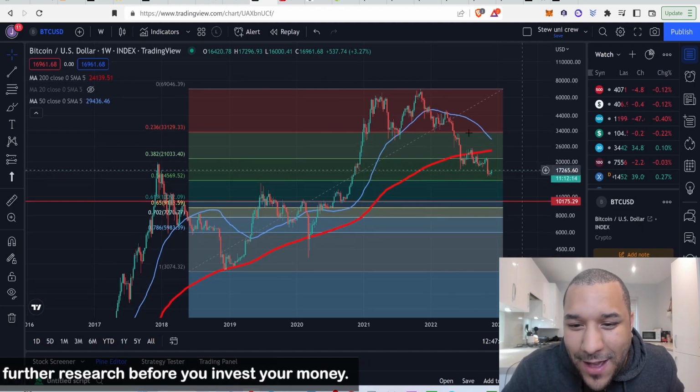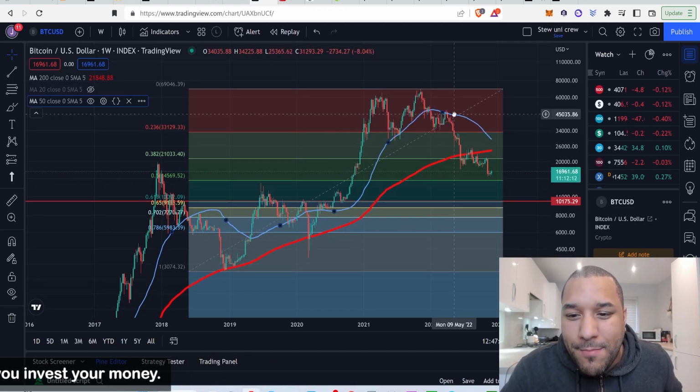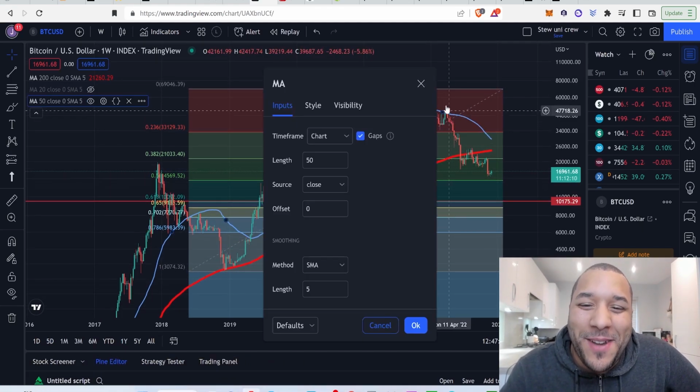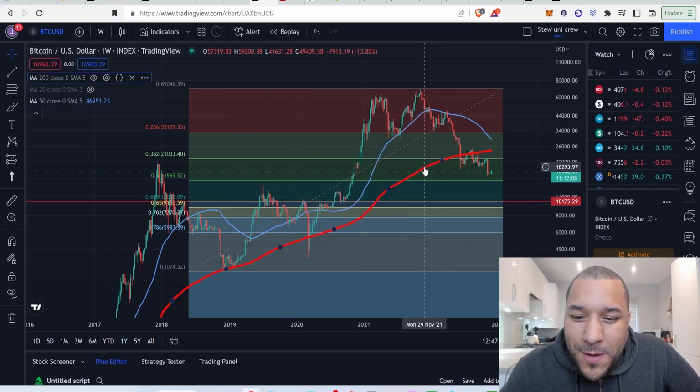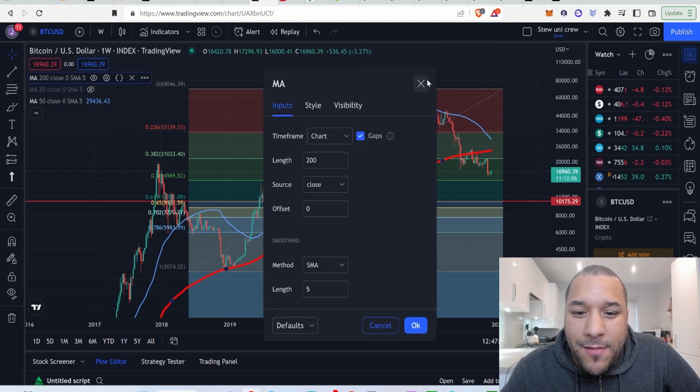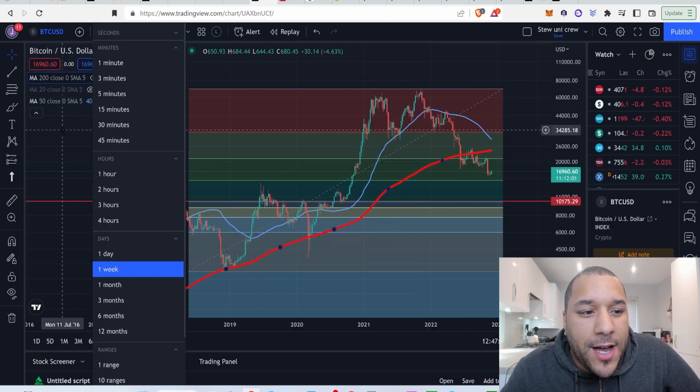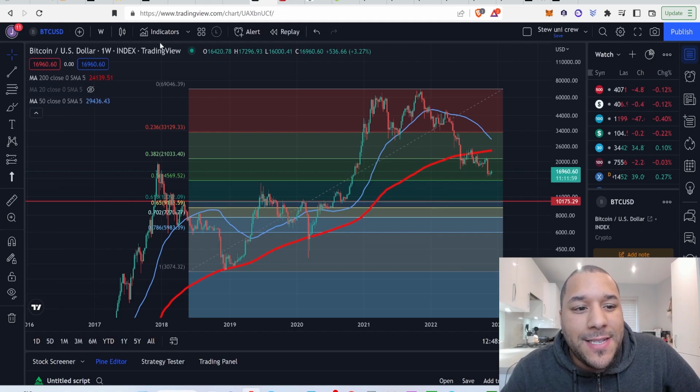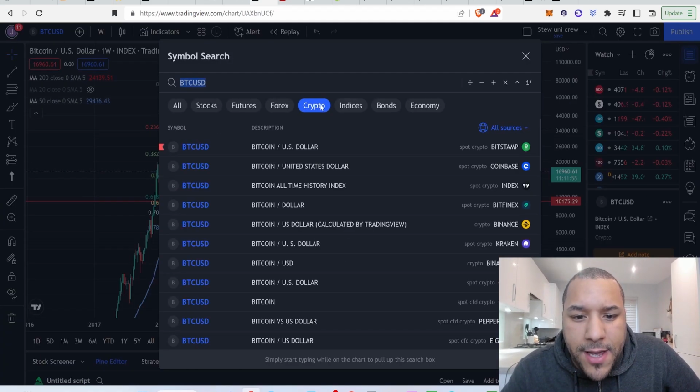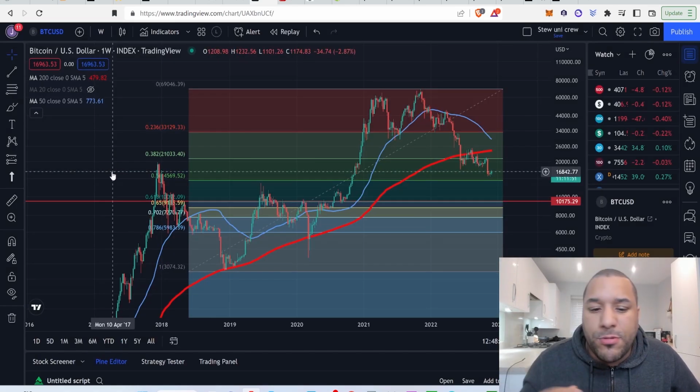This chart here, I've got the 50-week moving average, which is the blue line, and I've got the 200-week moving average, which is the red line. See here the length is 200, and it's on the weekly time frame. The Bitcoin chart I'm using is the Bitstamp. Is it Bitstamp? Oh no, this is the index, the Bitcoin index chart. So you can come on here and search Bitcoin. It's the index one. I usually use the Bitstamp as well, but they're similar.